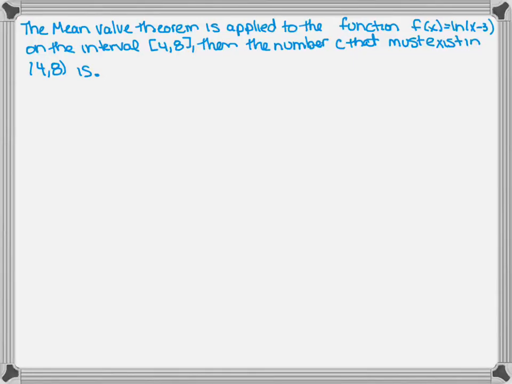So the mean value theorem is applied to the function f of x equals ln of (x minus 3) on the interval [4, 8]. Then the number c that must exist in (4, 8) is... So we're trying to apply the mean value theorem.